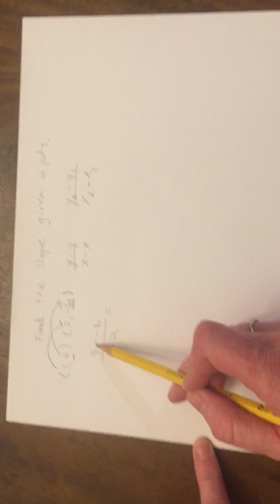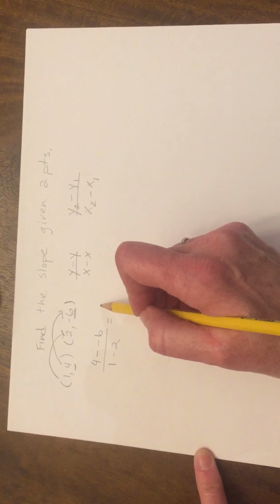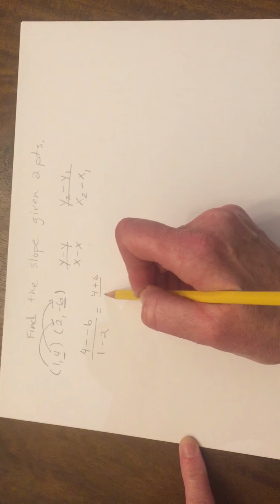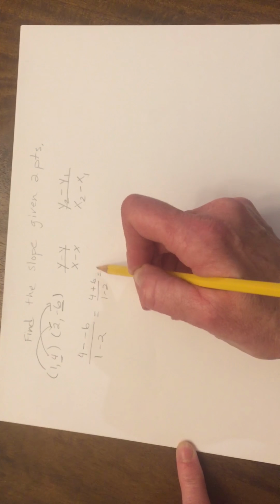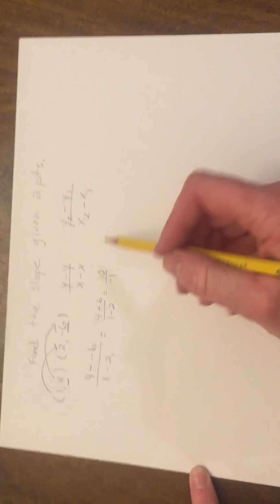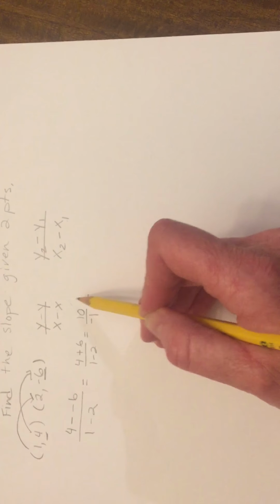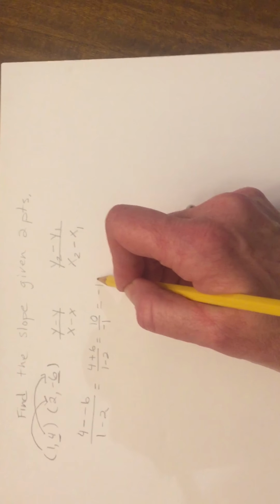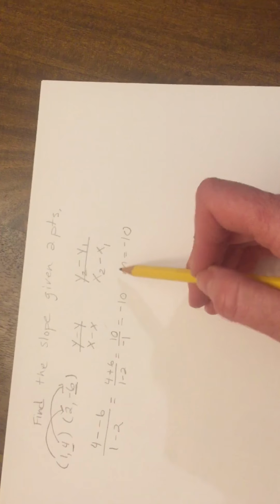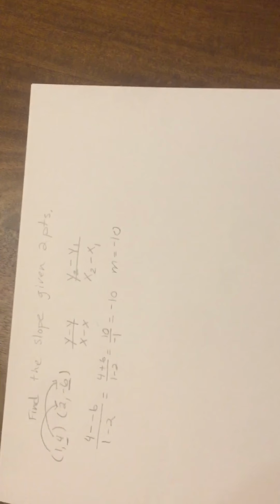All right, so if we've got a double negative, remember that can change to a positive. So what we've really got is 4 plus 6 over 1 minus 2. So that's 10 over -1. And we want to just stick this in our calculator and figure out what it actually equals. So this is -10. So you'll say m equals -10, because remember, m stands for slope.